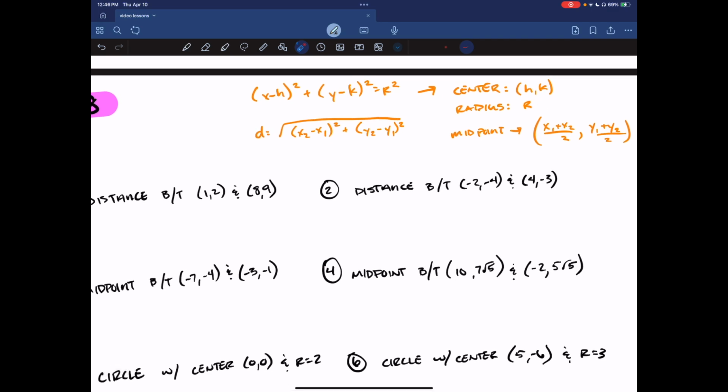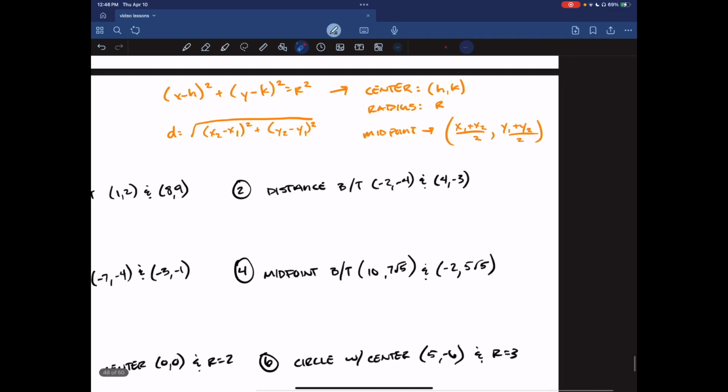All right, and then you have the distance formula. The distance is the square root of x sub 2 minus x sub 1 all squared, plus y sub 2 minus y sub 1 all squared. If you know anything about the Pythagorean theorem, this really comes from that. And then the midpoint is the average of the x's, comma, the average of the y's.